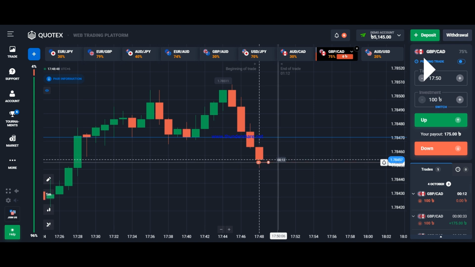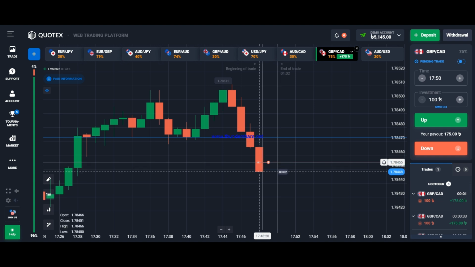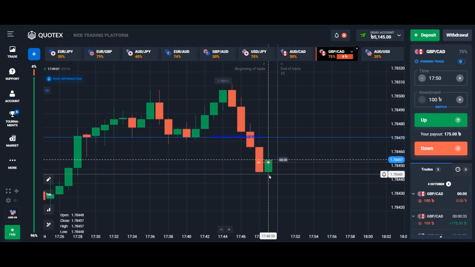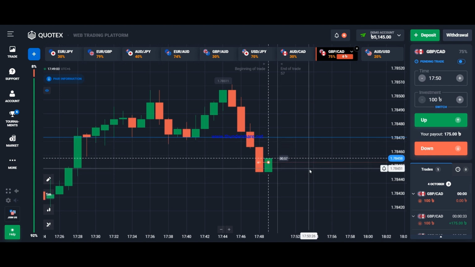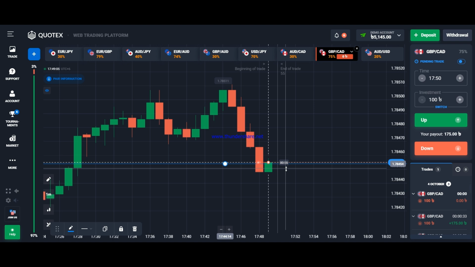Because I was confident then that this will be a big red candle because buyers are weak, right? And so they created a big red candle.